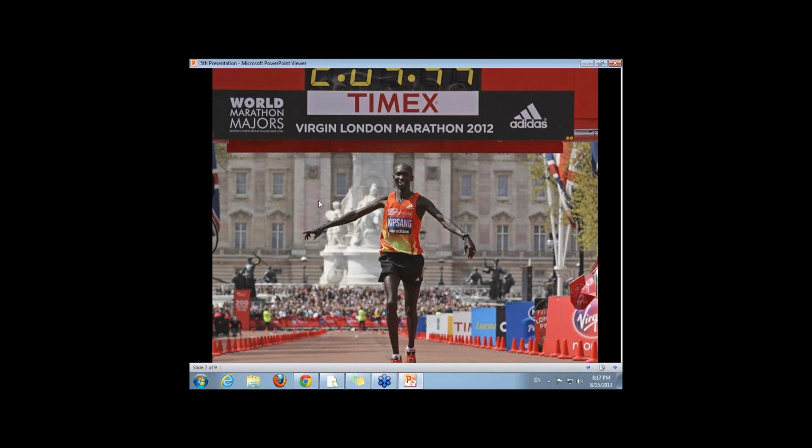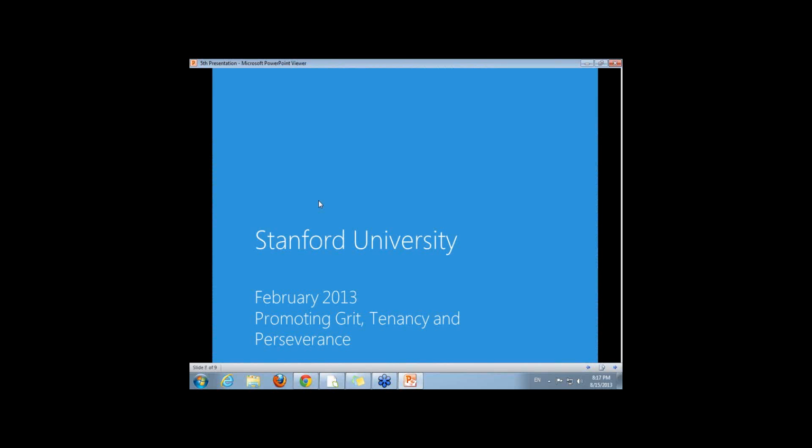So far, the best idea is being now developed in Stanford University. On this slide, I have the name of the research for you. It's very interesting. It's fairly new. It's only been published in February 2013. You can go online, search for it. It's really great. It's about how to teach grit to young children.